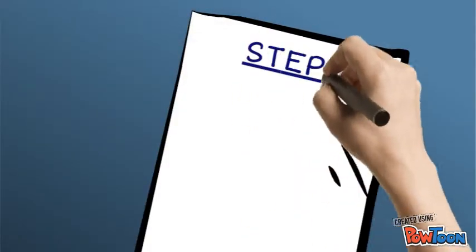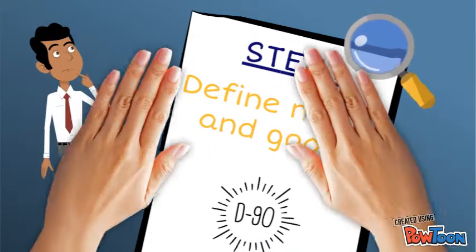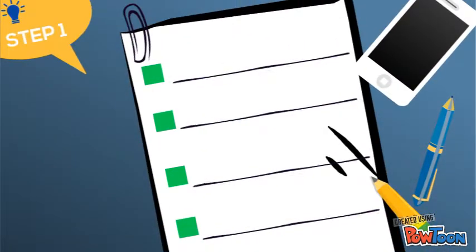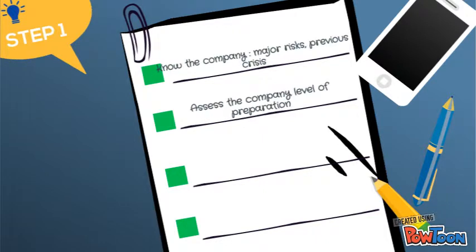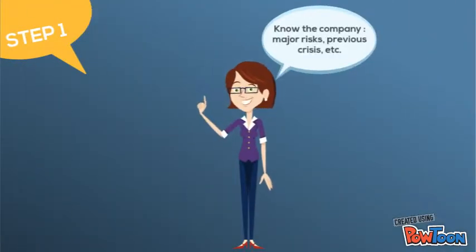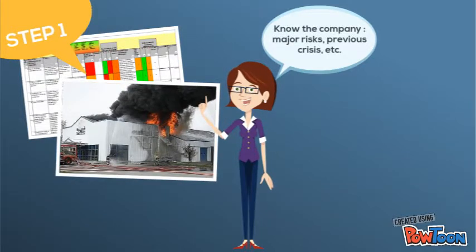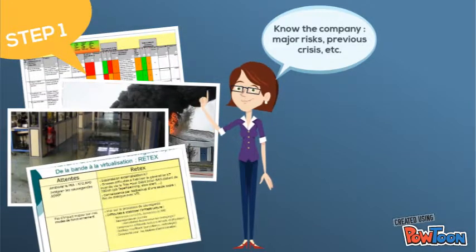Step 1. Define needs and goals. The objective of this step is to target the expectations of the head office, and then validate the options by the executive board. First of all, you have to know the major risks of your company or group and its past crisis. Check the level of preparation of the group. If it's possible, you can also analyze last feedbacks.